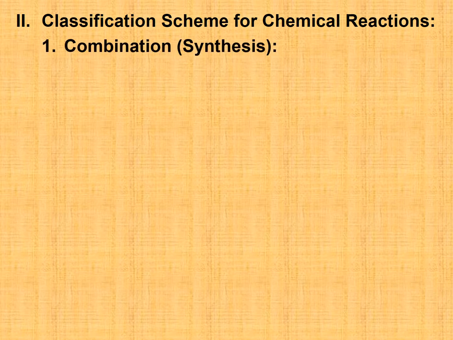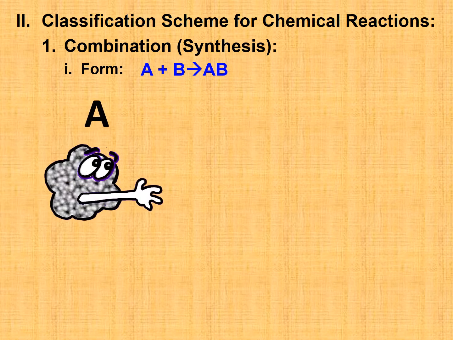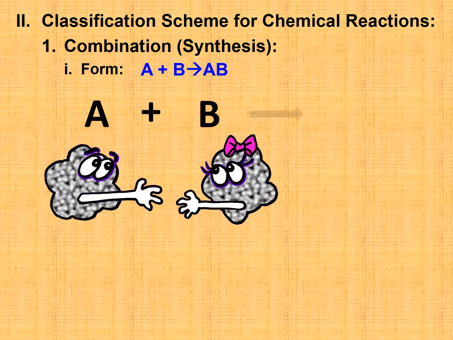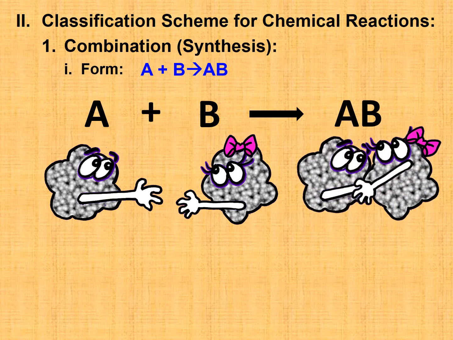The first type of chemical reaction we'll consider is what we call a combination reaction, sometimes called a synthesis reaction. The word combination or synthesis means a coming together. We can write the reaction in the general form A plus B yields AB. Note that A and B are the reactants while AB is the product. So we can see what this looks like with this simulation here. So we have some sort of substance A coming together with a substance B to form the compound AB.